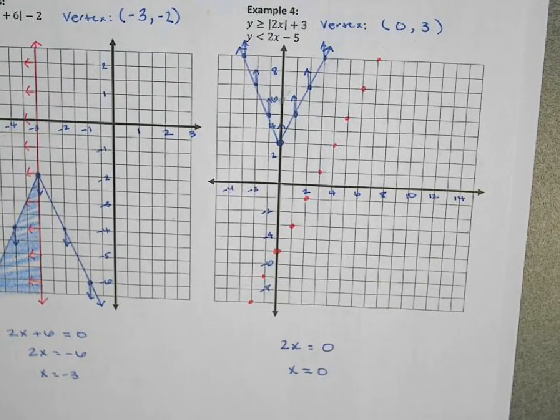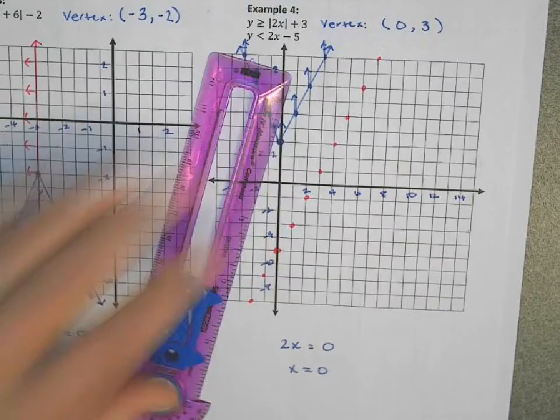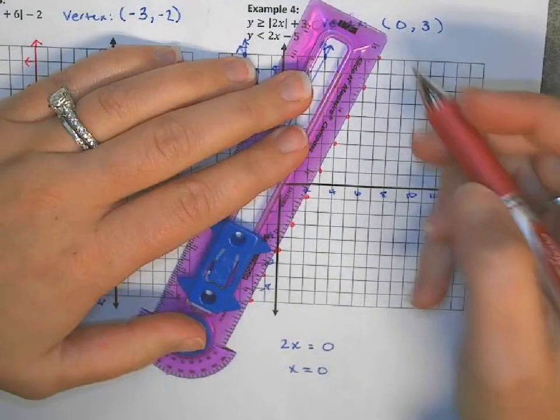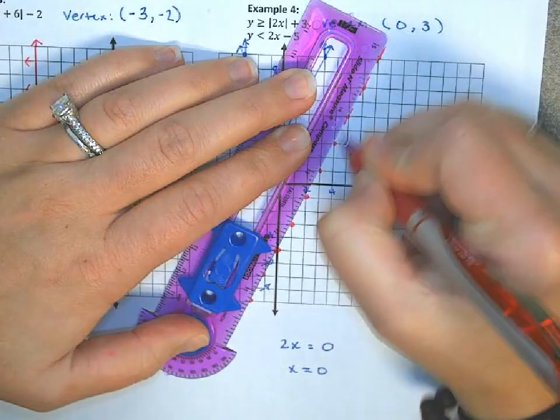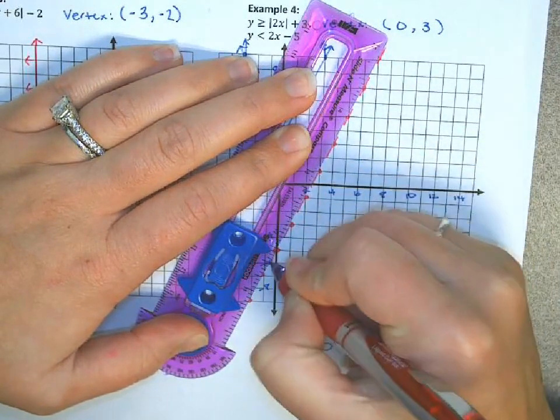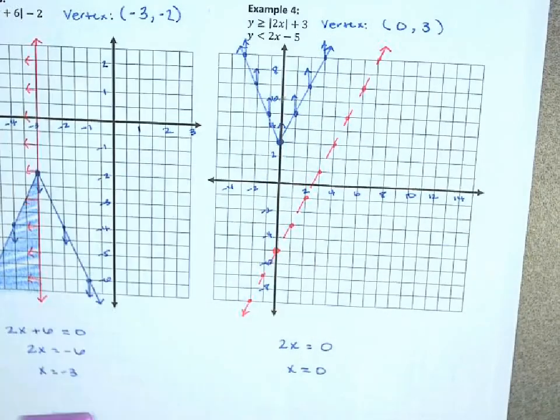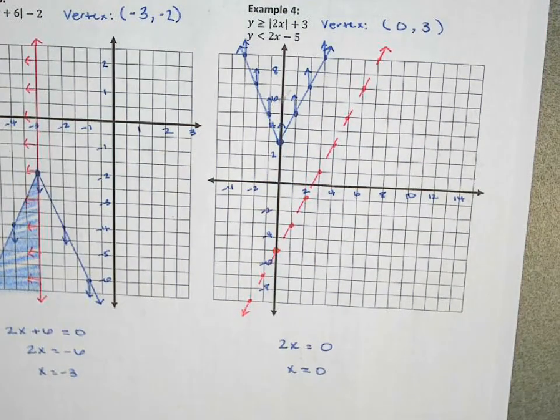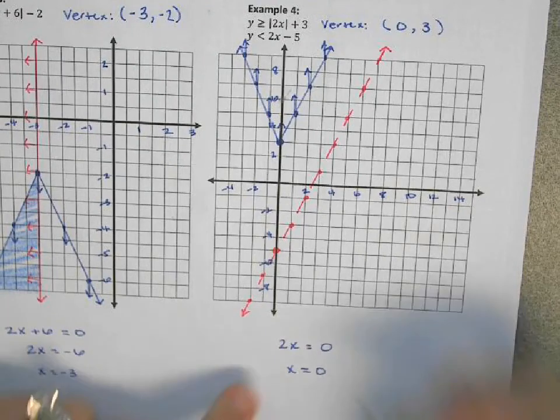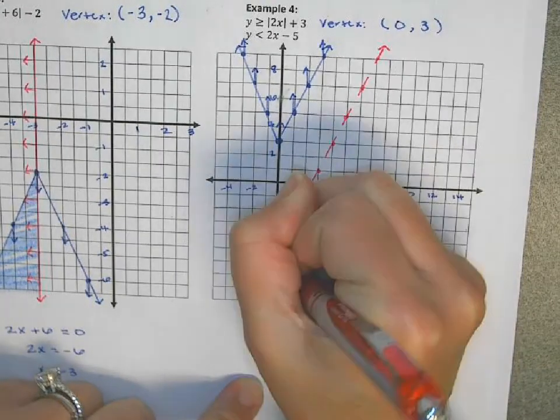And once you have all of those points on there, am I going to connect these points with a solid line or a dashed line? This one's dashed because it's less than, not less than or equal to. Now, this is y is alone. It says y is less. Where is y less? Up or down? Down. So from those points, I'm going to have arrows going down.